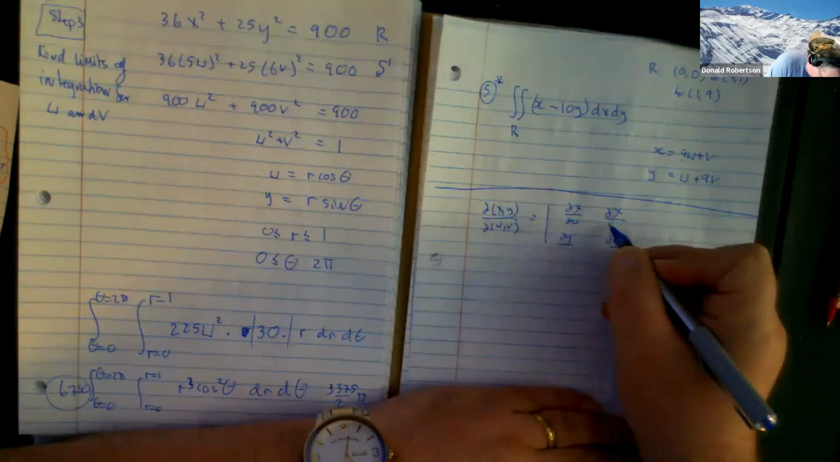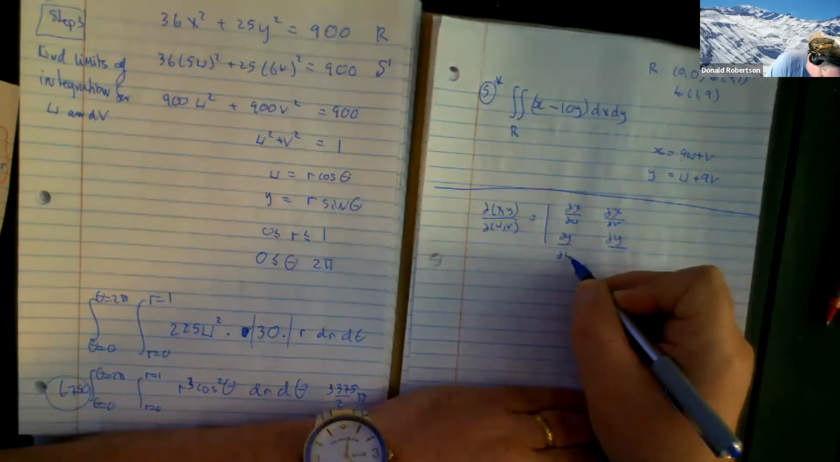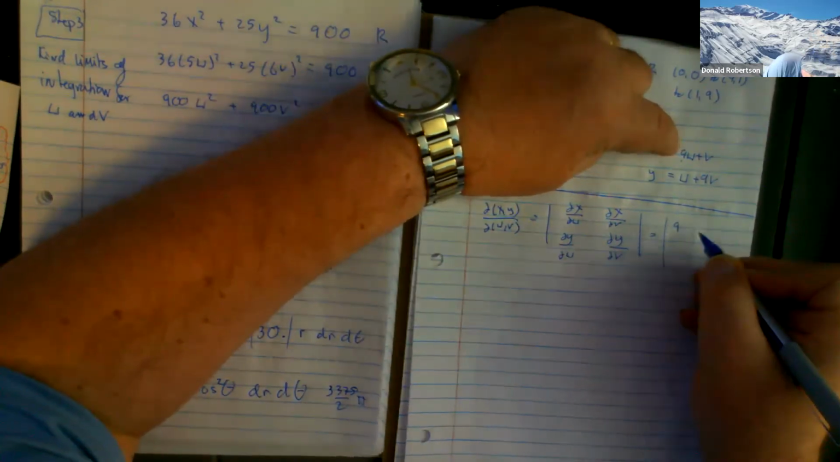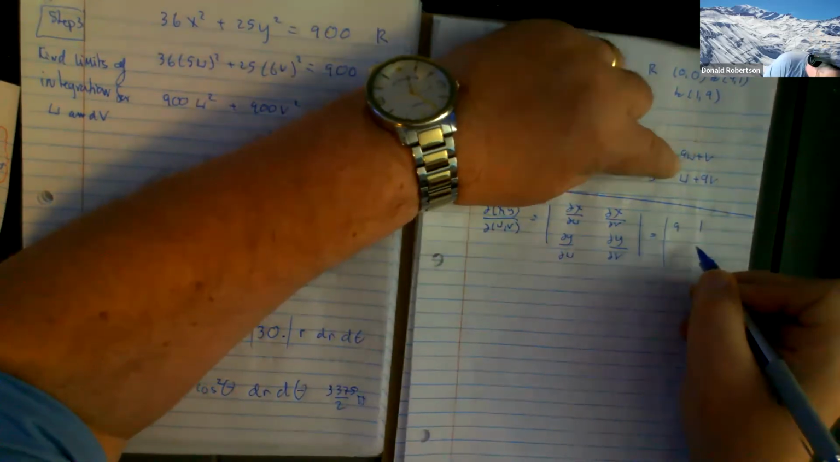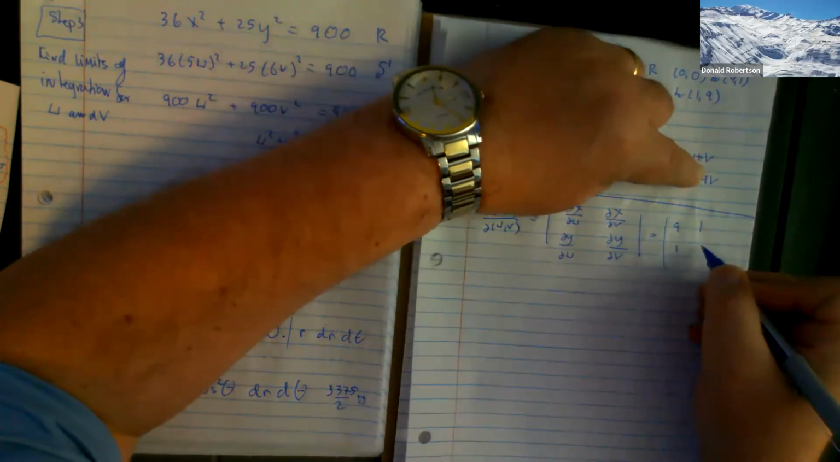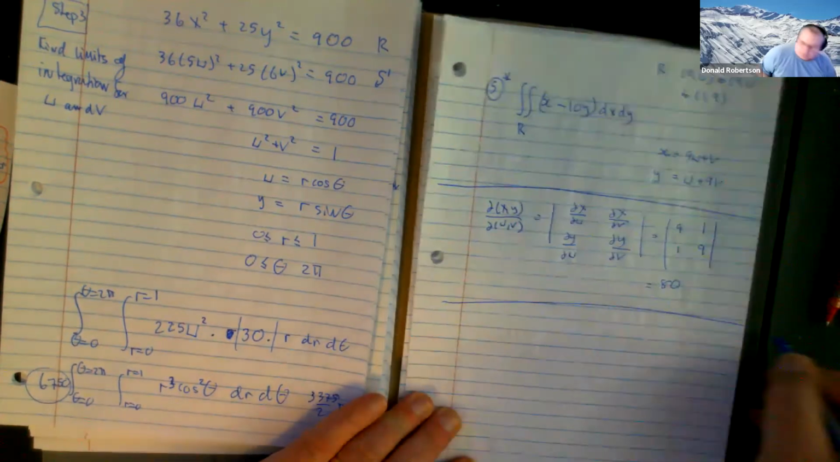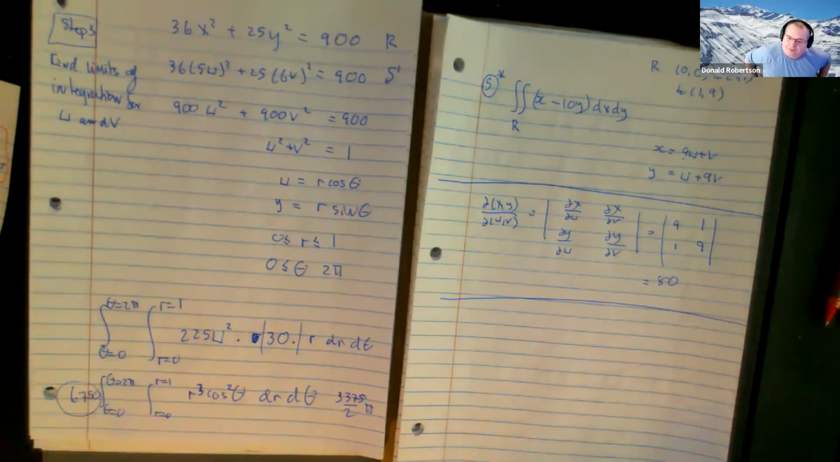With respect to u and v. If you do this with u, you get 9. If you do it with v, you get 1. Do this with u, you get 1. Do this with v, you get 9. 81 take away 1 gets me 80. Oh, that's not bad. Nice number, it's positive.